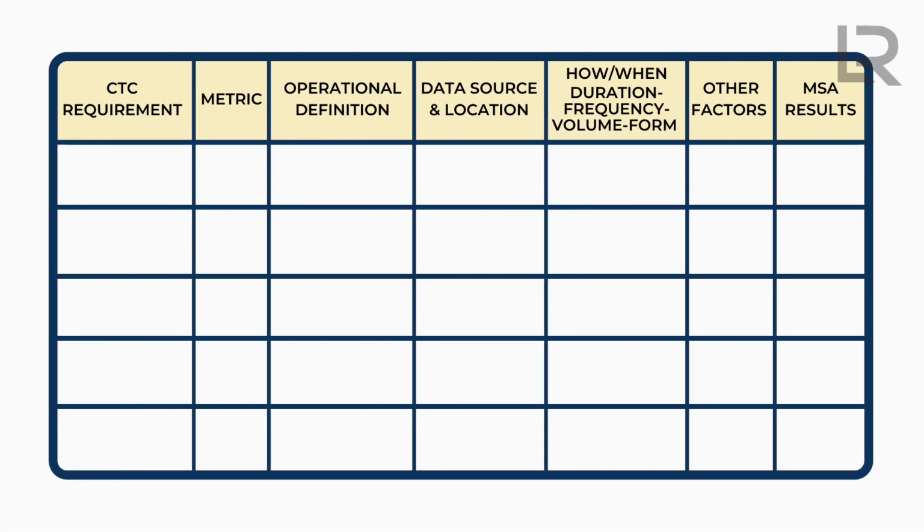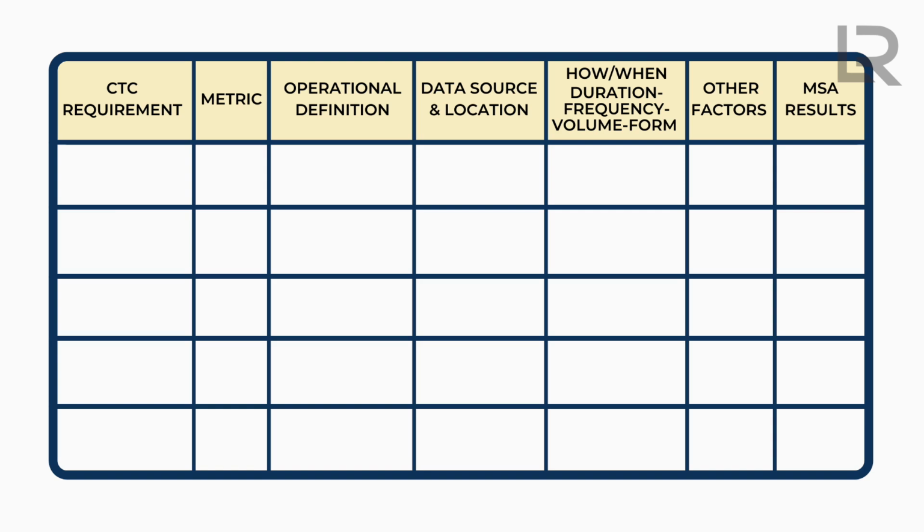Here's an example of the data collection plan template. On the left, you see the CTCs. CTC stands for critical to customers, so we understand what the voice of the customer is and then prioritize those requirements into what is critical. Next, we will define those metrics and gather data to quantify the business impacts.